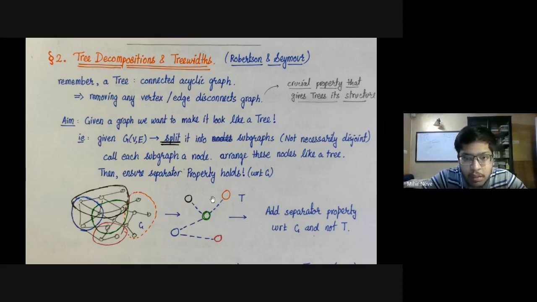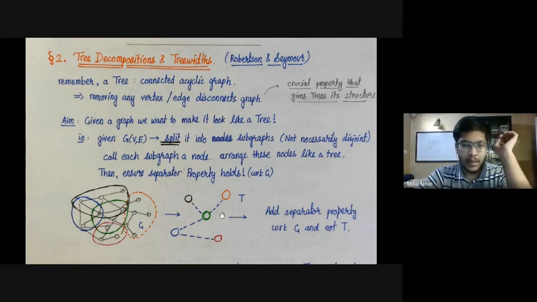and for this orange one, I'll designate a node. Let's say this orange node. For this green one, I'll designate this green node. For this blue one, I'll designate this blue node. And so I will split the graph into these subgraphs, and for each of these subgraphs, I'll present a node here. And then I'll connect these nodes in the form of a tree. Now after doing this, there is one more thing left: this tree should be formed in such a way that the separator property holds true with respect to the graph G and not with respect to T.